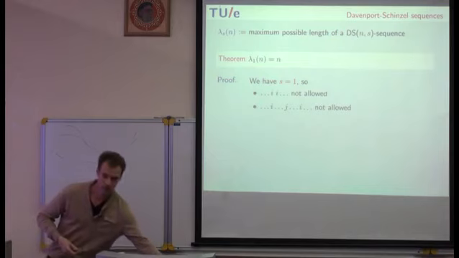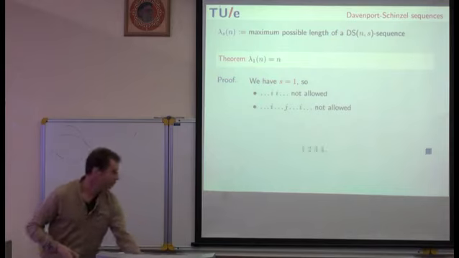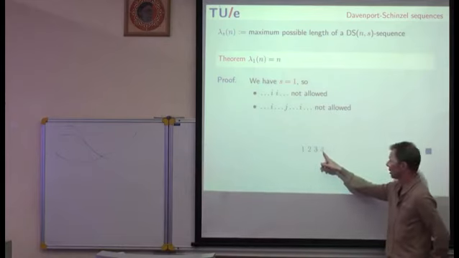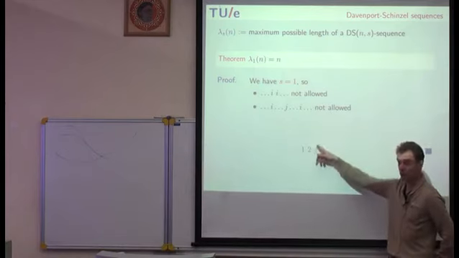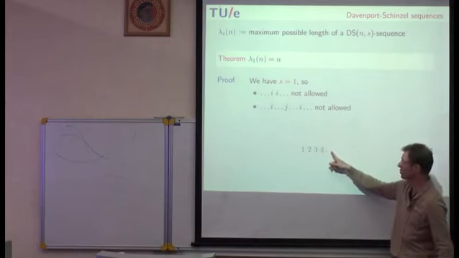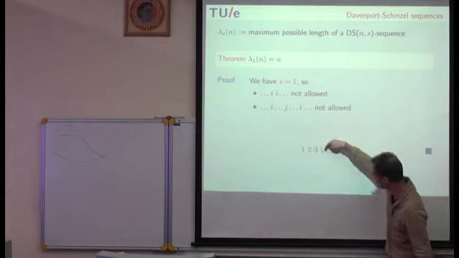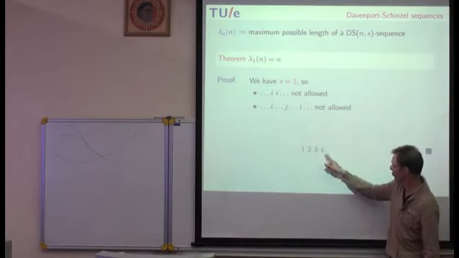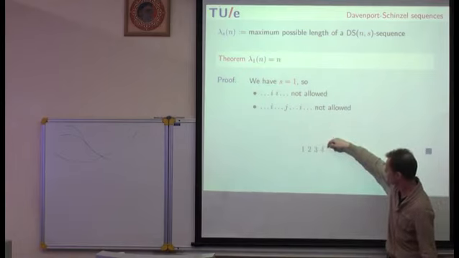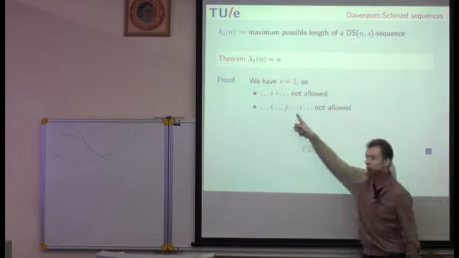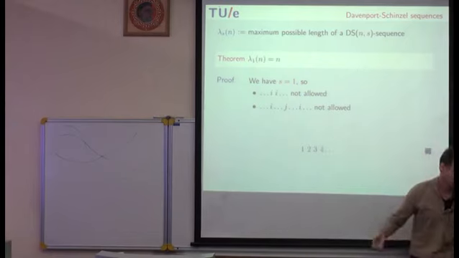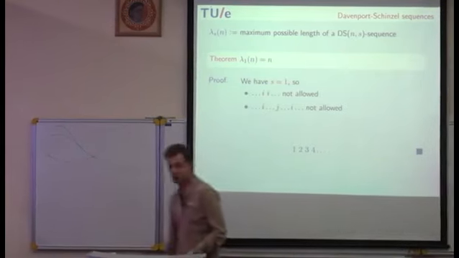Do you see it? Because I can use a symbol, let's say 1, 2, 3, but I'm never allowed to use the same symbol again. I'm not allowed to use it immediately after, because then I violate the first condition. And if I put something else in between, then I immediately have I J I. So you can never repeat a symbol, and obviously it can have length at most n.